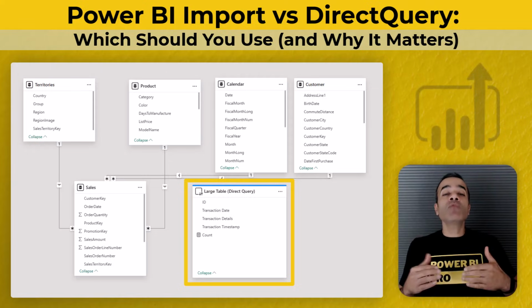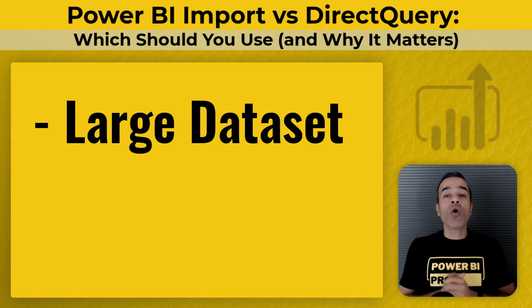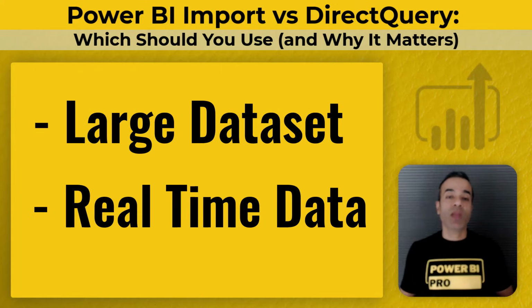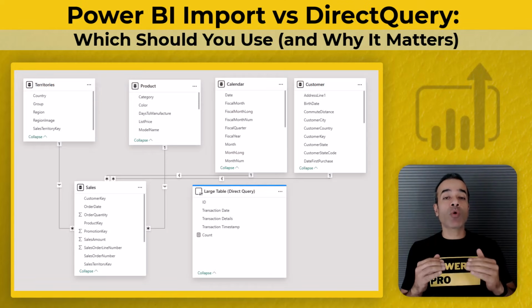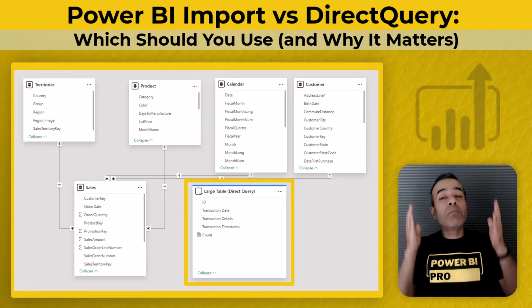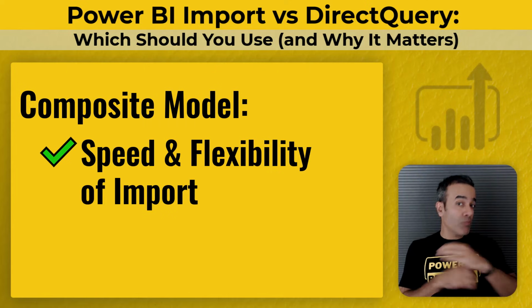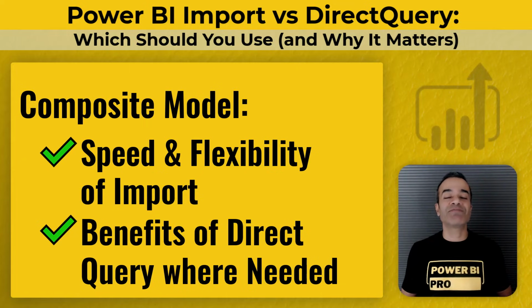For example, maybe you've got one huge table that's just too large to load into memory. Or maybe there's one table where you truly need real-time updates. In those situations, you don't have to flip your whole model to direct query. You can keep everything else in import mode and make that one table direct query. That way you get the best of both worlds: the speed and flexibility of import for most of your data, and the real-time or large volume benefits of direct query only where it's needed.